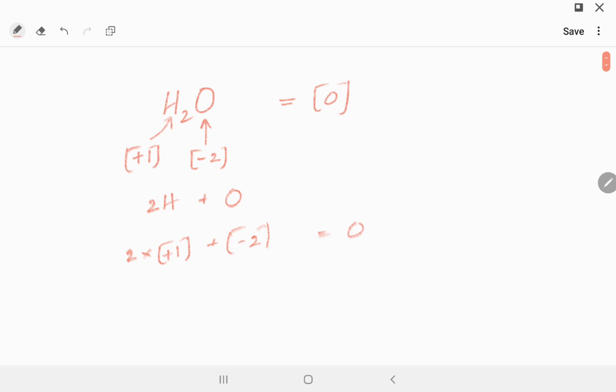So basically, in a neutral compound, the most important thing is that the compound should be neutral. In a neutral compound, the sum of oxidation numbers is equal to 0. So let's do this for a few other compounds. I mean, here's the thing. Water is easy because we already know the oxidation number of oxygen and hydrogen, but sometimes in chemical compounds we may only know 1 or 2 atoms and their oxidation numbers. We have to figure out the oxidation number of the remaining one. Then this rule comes in handy.